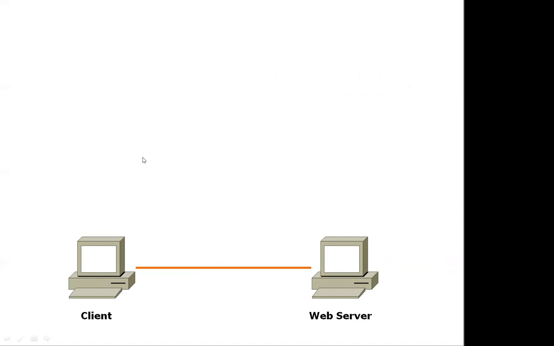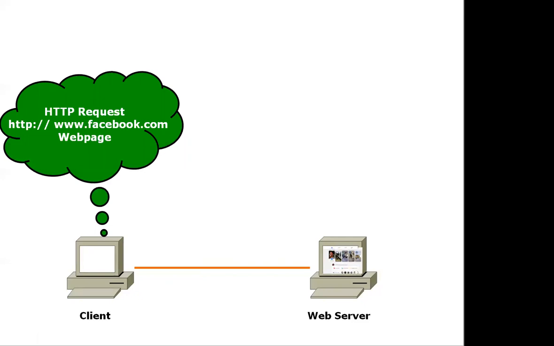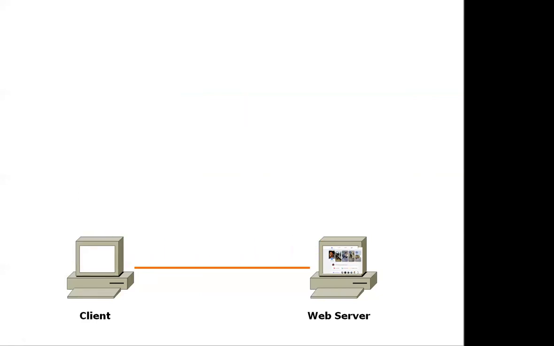Now, I'm taking an example here. One client wants to access a web server. For example, this client wants to access facebook.com. By default, HTTP or HTTPS is used to connect with a web server, hypertext transfer protocol or hypertext transfer protocol secure. So there is an HTTP request from my client to the web server. It sends the request to the web server. So now Facebook is a server.